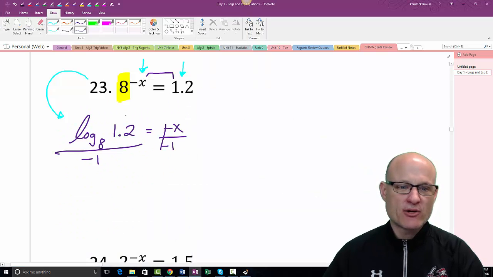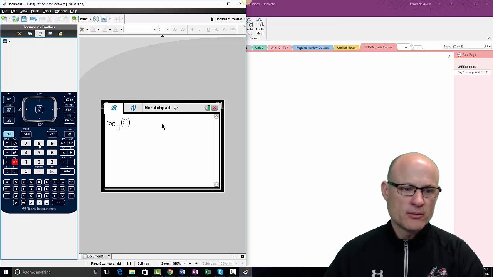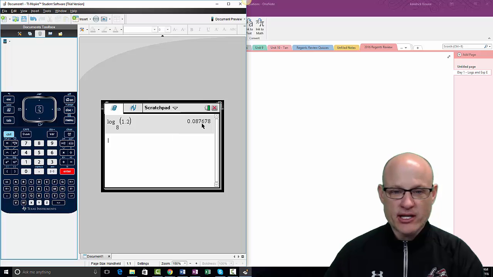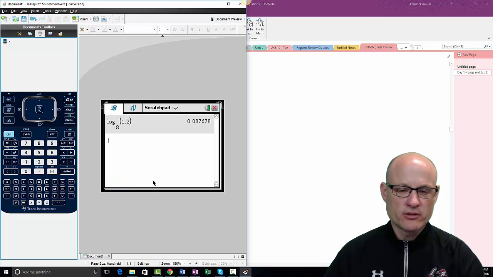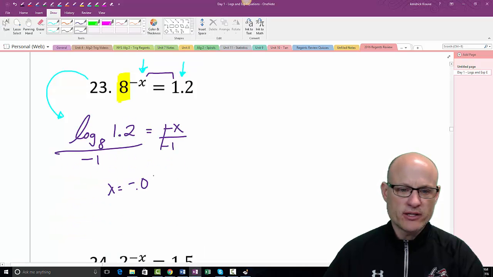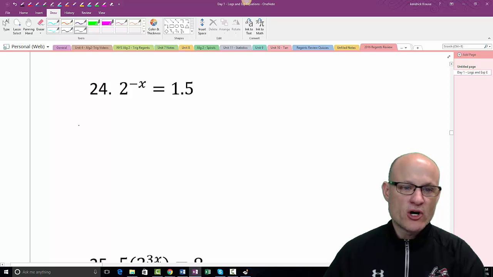So what do I got to put in my calculator? I got to put this in my calculator. So it's control log base 8, right, of 1.2 equals, and then divide by -1 is just a negative that. So x is equal to negative 0.087678. Ka-ching. All right, so it's all about that base.